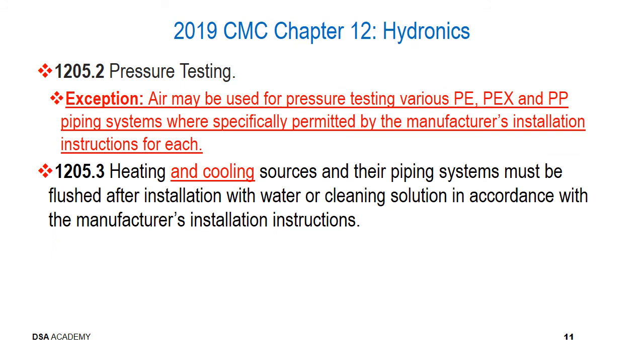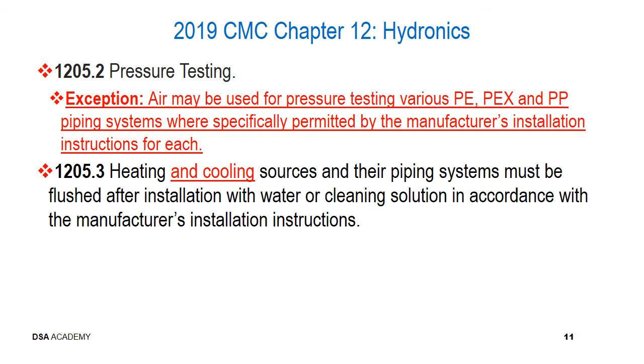For Chapter 12, dealing with hydronics, 1205.2 has some pressure testing requirements, and there's an exception now. That's a new element in the 2019 codes. The air may be used for pressure testing various PE, PEX, and PP piping systems where specifically permitted by the manufacturer's installation instructions for each. So therefore, this air testing for some plastic supply lines is permitted under certain circumstances now.